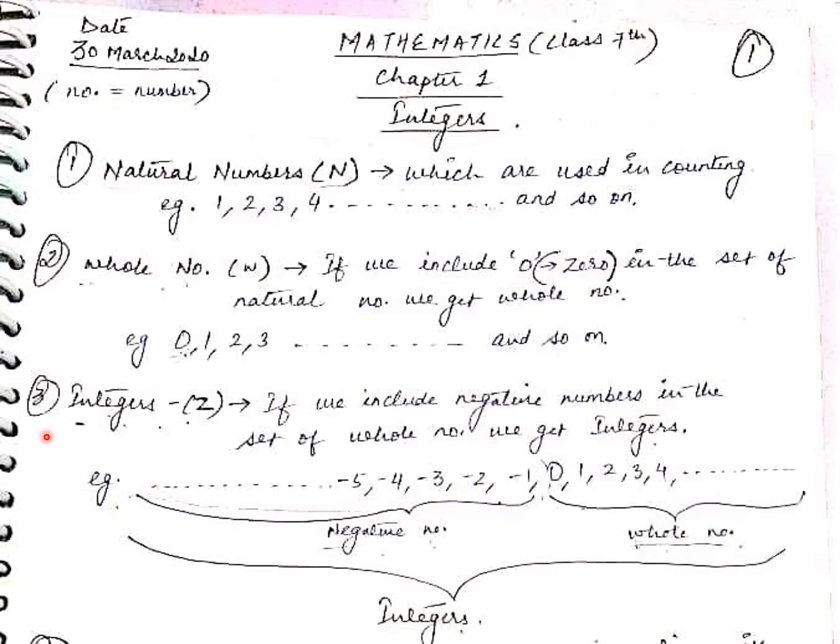Third is integers. The symbol for integers is capital Z. Now integer is a set of whole numbers and negative numbers. So if we include negative numbers in the set of whole numbers, what we get is known as set of integers. So we can see here an example I have shown from minus infinity to minus 1. It is a set of negative numbers, and from 0 to plus infinity is set of whole numbers. When you keep them together, combined, they are known as integers.